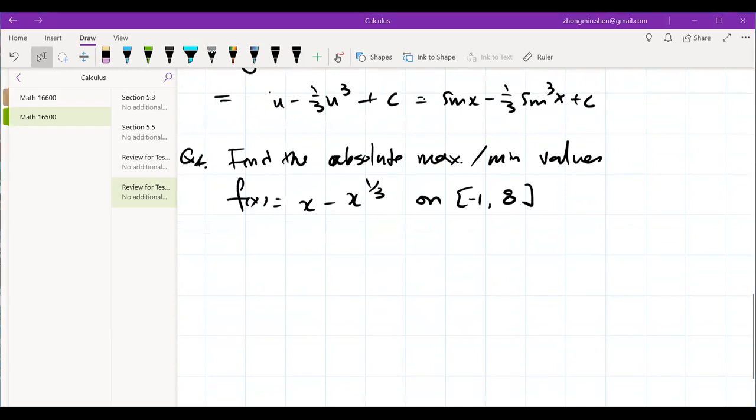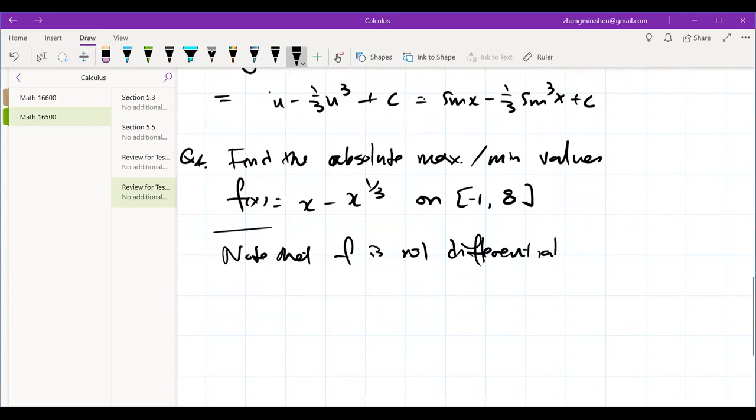But when you look at this function, what's going on here? You see that the function is not differentiable when x equals 0. Okay, so you have to pay attention. Note that f is not differentiable at x equals 0.